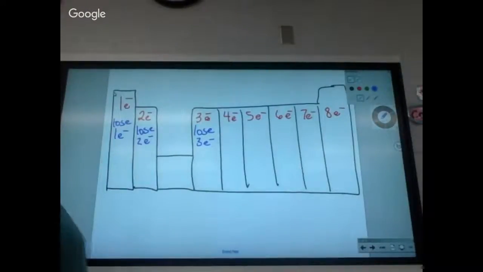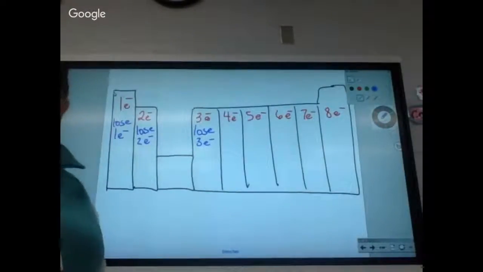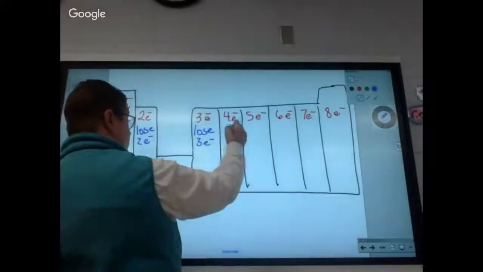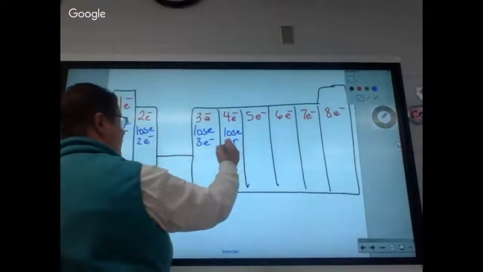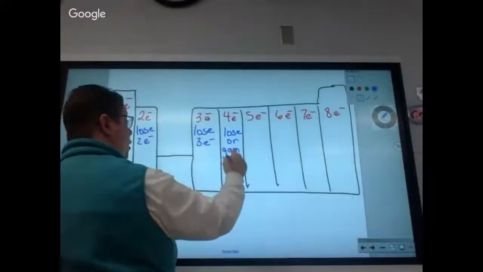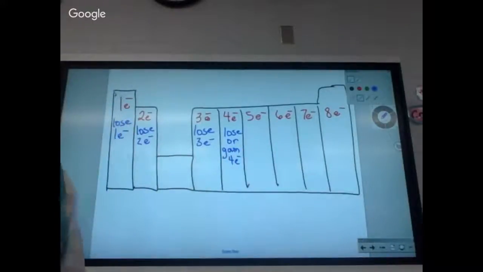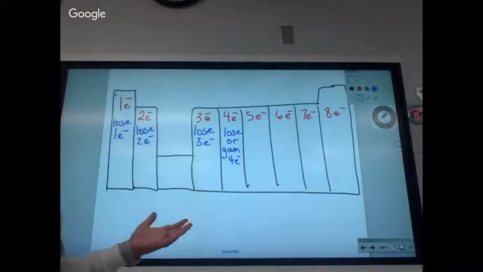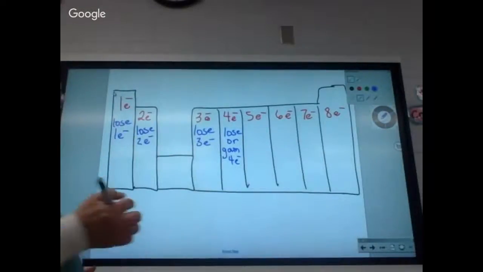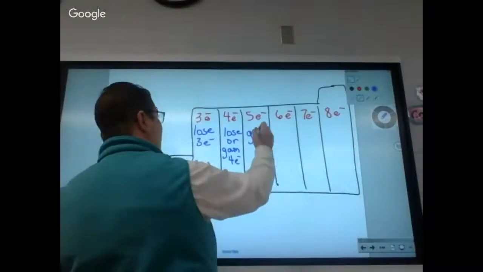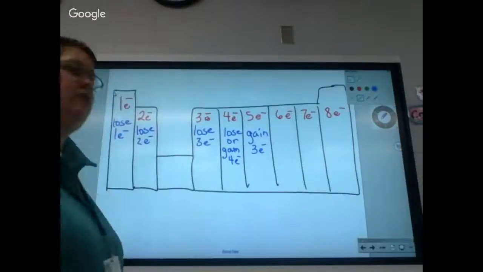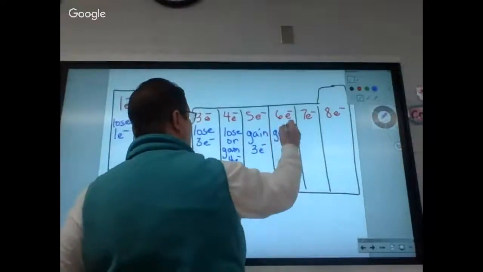Okay? Now, when you get to the 4, it's the halfway point from 0 to 8. So it's going to do what? It can either lose or it can gain 4 electrons, because we can't say what's easier, to either lose or to gain 4 electrons. It could do either one. Now, once we get past 4, what does it become easier to do? To gain. So now we're going to gain 3 electrons. When we get to 6, we're going to gain 2 electrons.